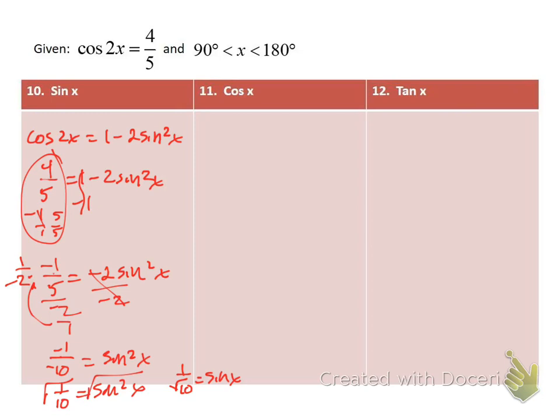Okay? Now, how does that help? Well, if sine of x is 1 over radical 10, now that gives me a glimpse into y and r for the single angle. So x squared plus y squared equals r squared.